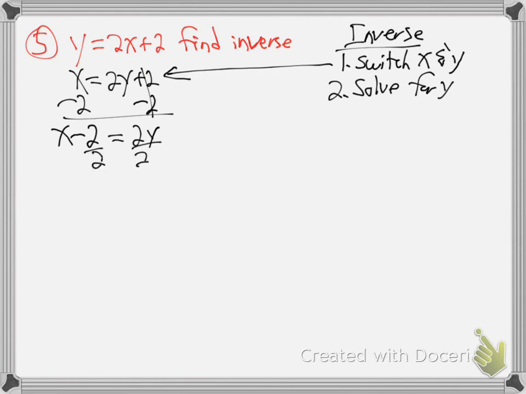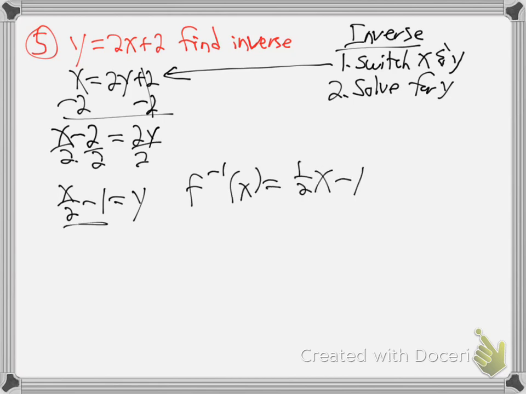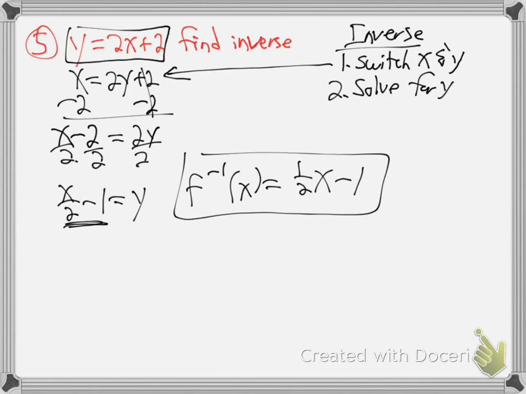Divide through by 2. So what is that? x over 2 minus 1. So that's the inverse function. So the inverse function is, let's just write it this way, a half x minus 1, same thing, x over 2 minus 1, half x minus 1. That's the inverse function. This is the original function.